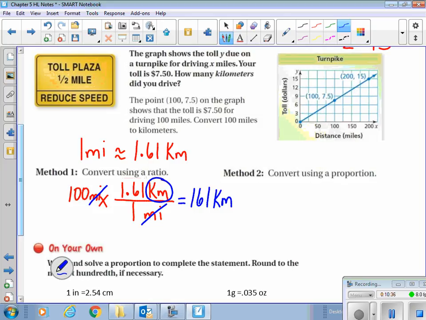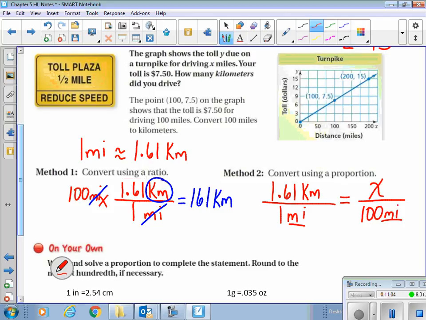The second way, which is going to give us the same answer, is by using a proportion. So again, I know that 1 and 61 hundredths kilometers is approximately 1 mile, and I'm converting 100 miles. So think to yourself, where would I put the 100 miles? Where does it match up to miles in my first ratio? It matches up on the bottom, because remember, with proportions, your units must match.